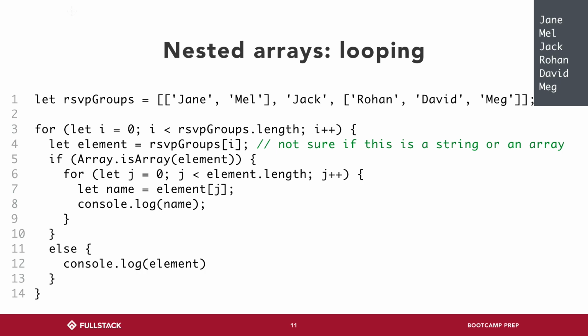And then you're going to capture that element, and you don't know what it is, so you're going to check, and if it's an array, which it happens to be, it'll loop all the way through it. It'll skip the else block because these are tied together. And then it will hit the length of our RSVP groups and stop iterating. And then you're done, and everything is console logged in order.